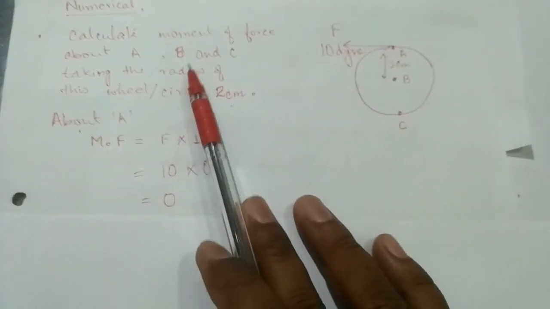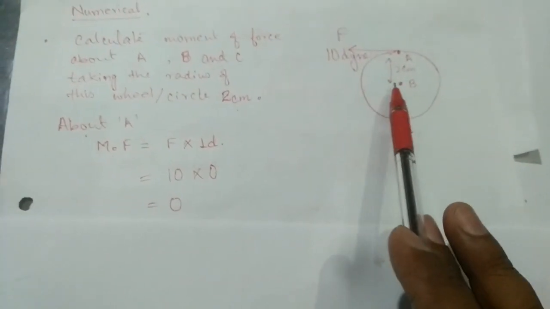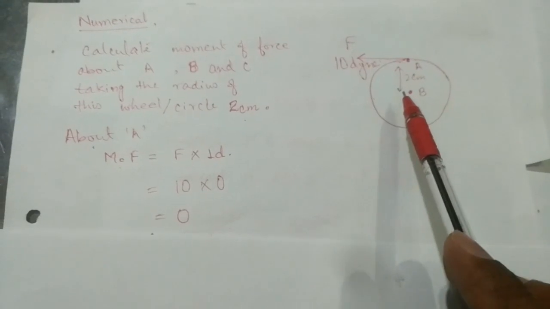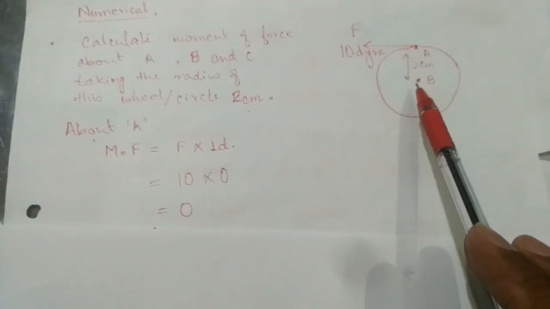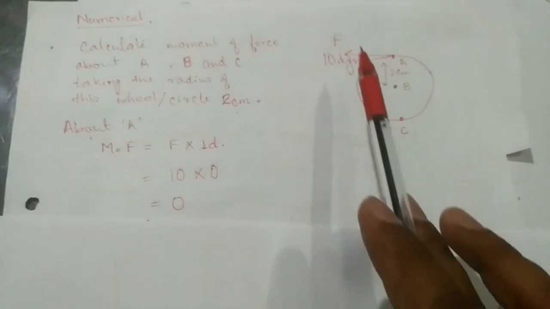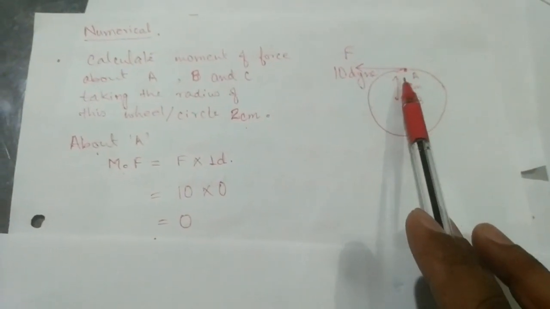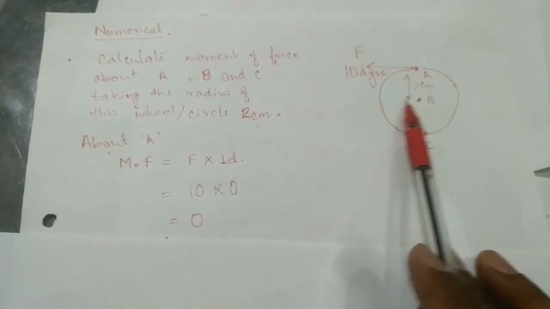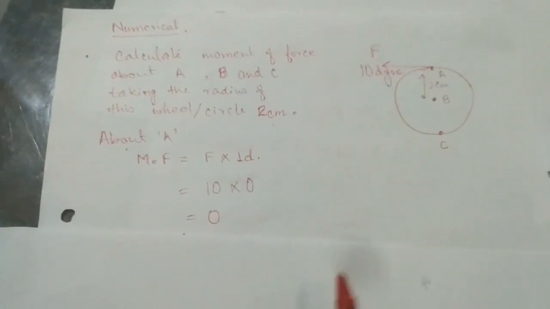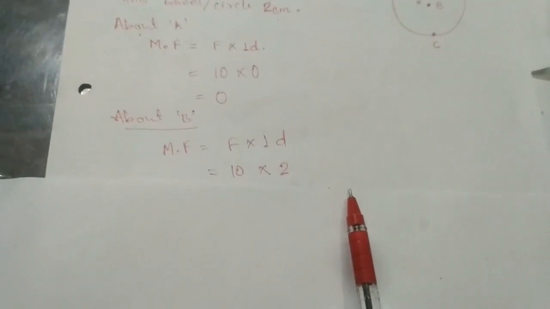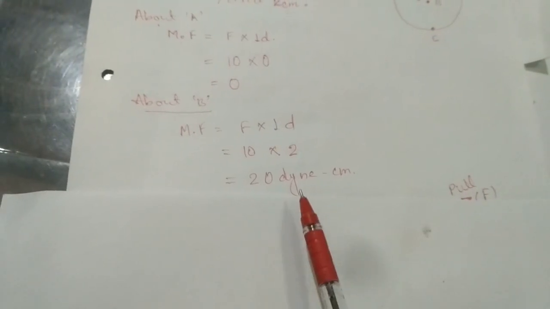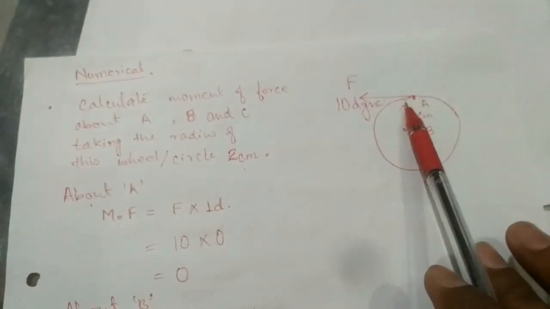Now the second question is the moment of force about point B. When we talk about the moment of force about B, it means the body will rotate through this path and B will be the axis of rotation. At that time the force will be the same but the perpendicular distance will be 2 centimeter, as the radius of the circle is given as 2 centimeter. So about B, the moment of force is equal to force into perpendicular distance, force 10, perpendicular distance 2, so it becomes 20 N cm. About A it is 0, about B it is 20 N cm.